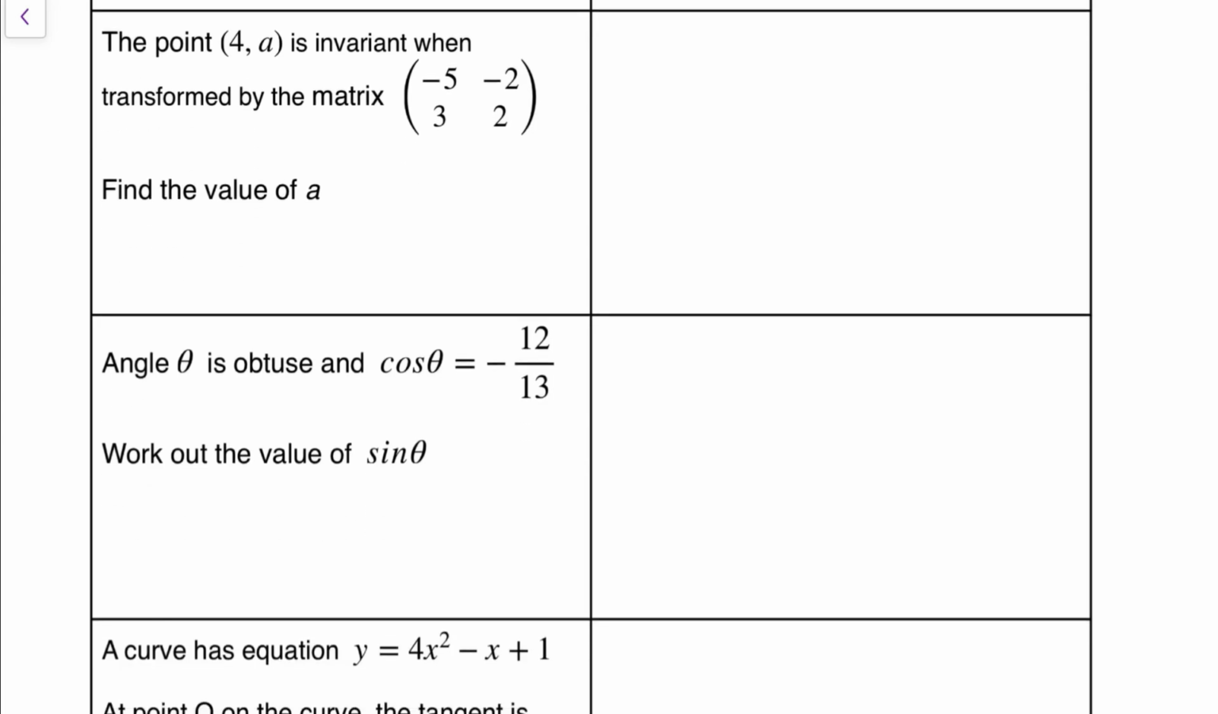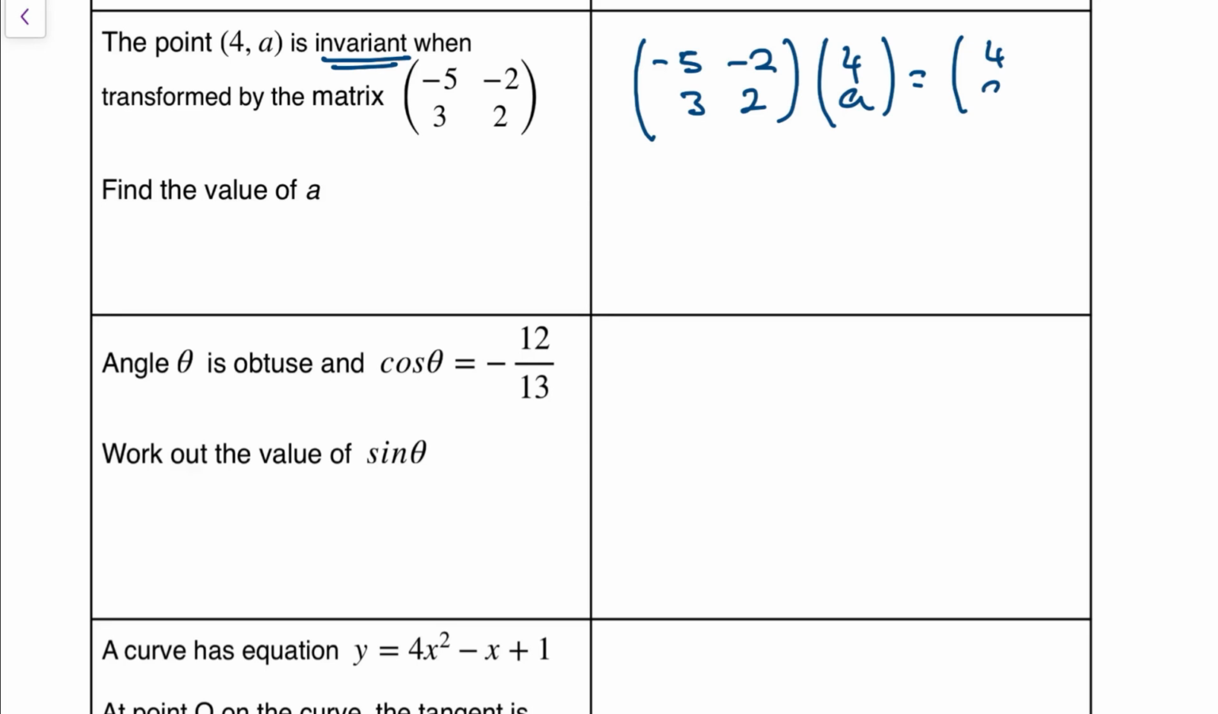Next question. The point (4, a) is an invariant. Now, the point being invariant means it does not change when you apply a transformation to it. So I'm going to do minus 5 minus 2, 3, 2 times (4, a). And once I apply the transformation, I end up where I started because it's invariant. And then I can follow the maths through.